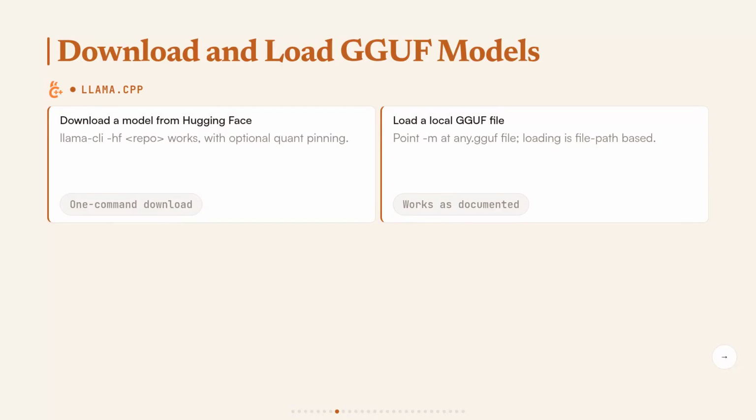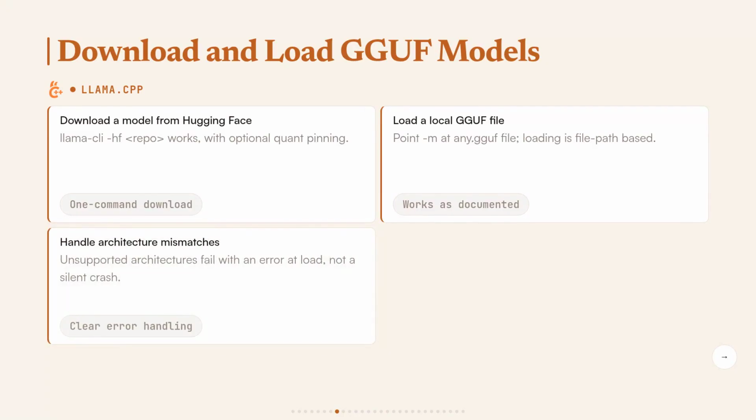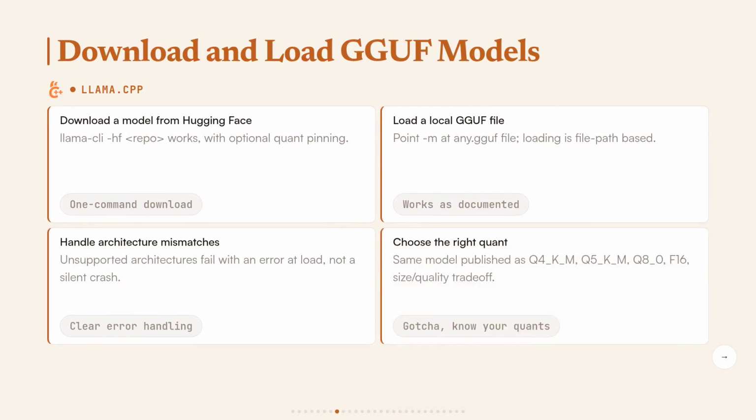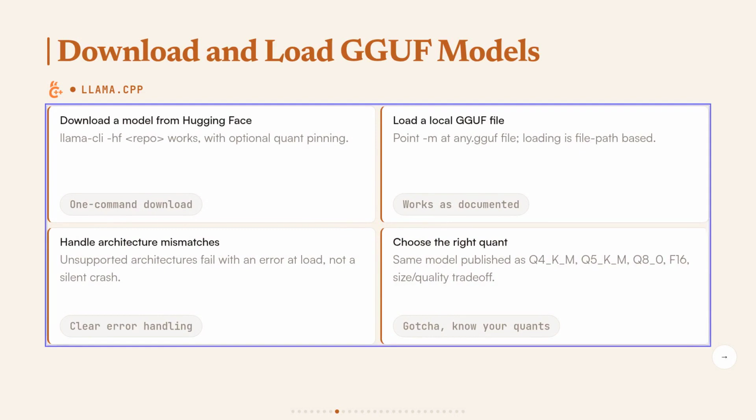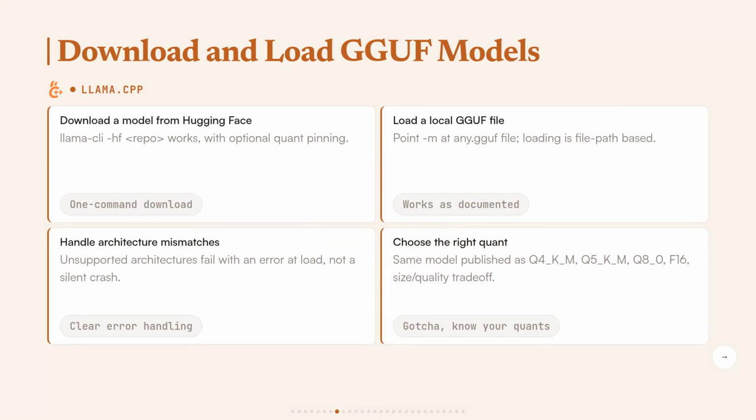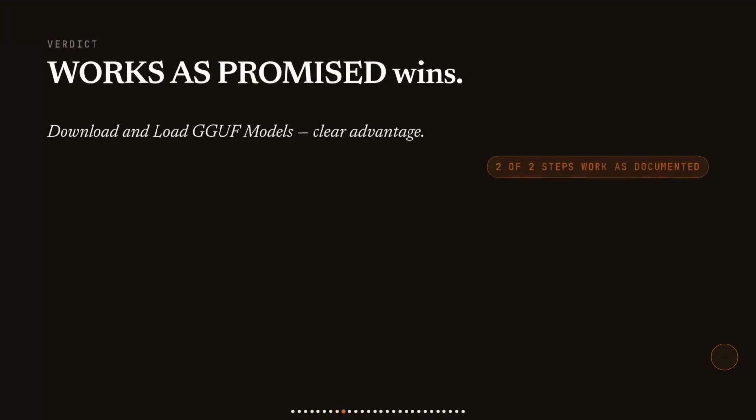Architecture mismatches fail with a clear error at load time, not a silent crash, which according to official docs is exactly how it should behave. The gotcha: the same model often ships as Q4_K_M, Q5_K_M, Q8_0, and F16. Same weights, very different size and quality trade-offs. Pick wrong and you're either wasting RAM or wasting accuracy.